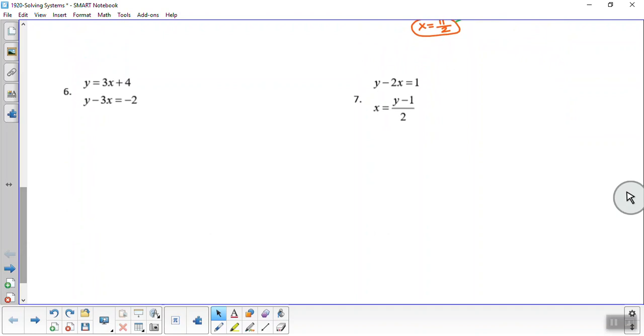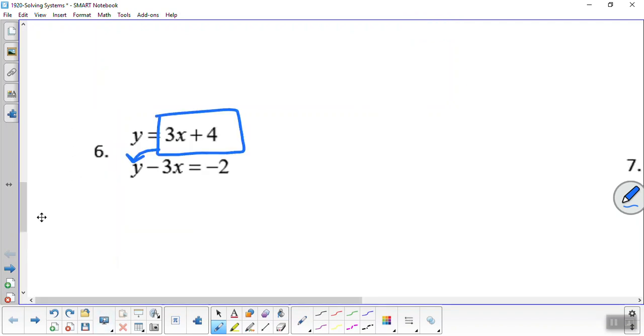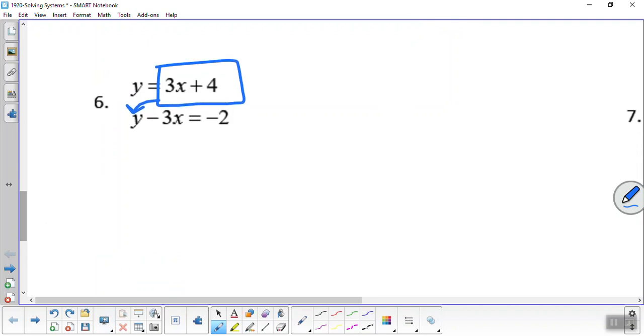I see another one with substitution. So I'm going to go ahead and put my box around this, and I'm going to substitute it in for the y in the second one. Let me zoom in here. So now I have 3x plus 4 minus 3x equals negative 2.